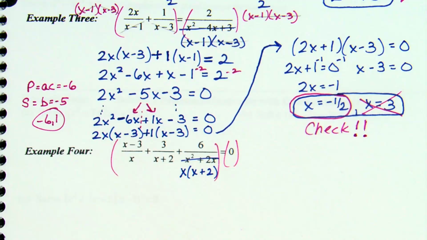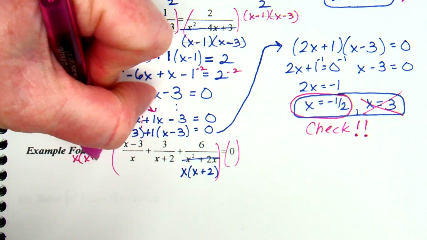So, what am I multiplying both sides of the equation by? Okay, my common denominators of x and x plus 2. X plus 2. So I'm multiplying by x times x plus 2.